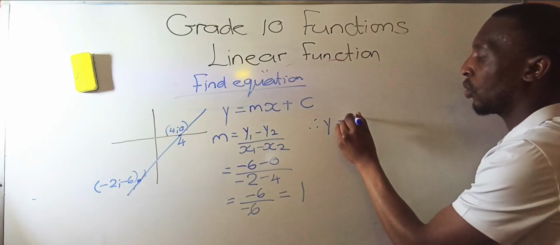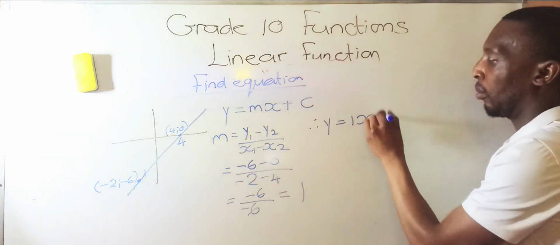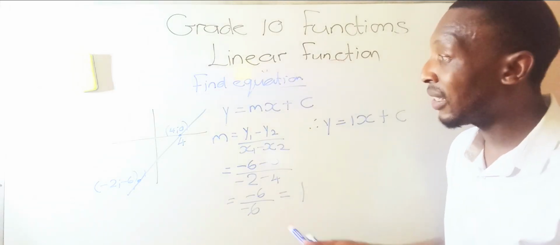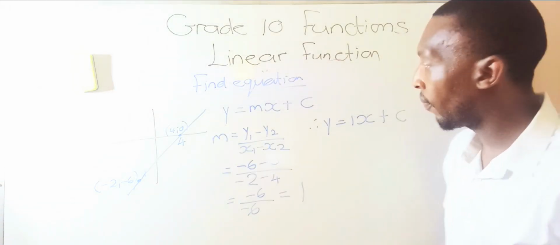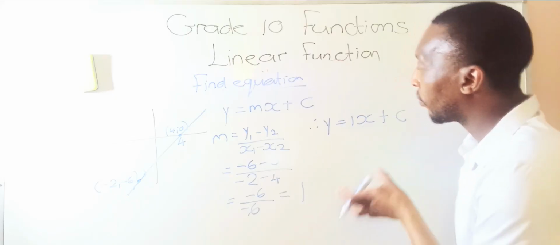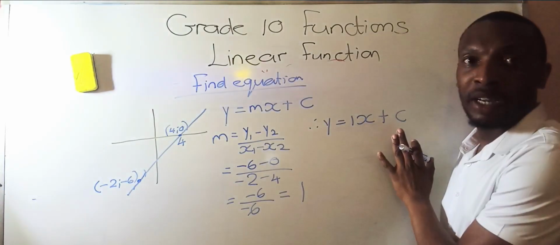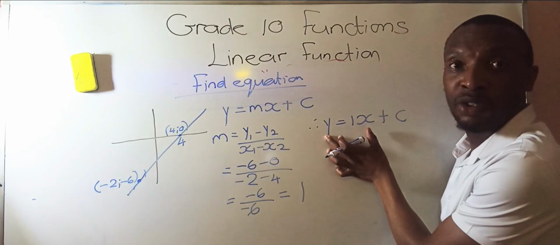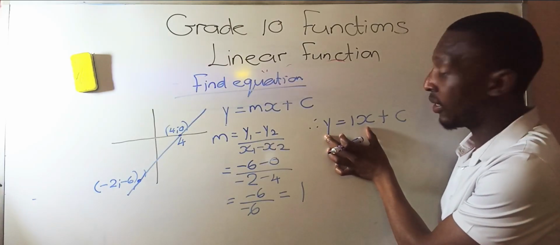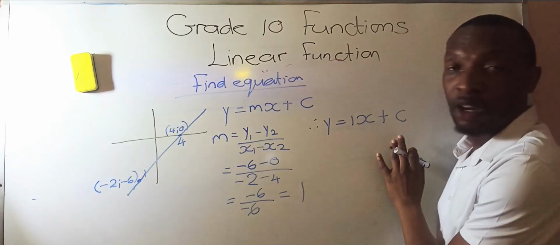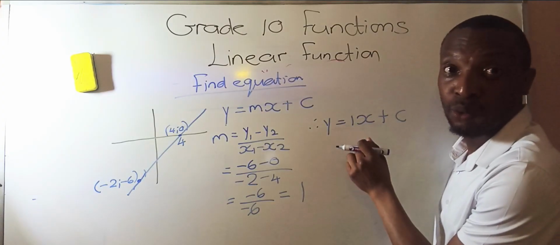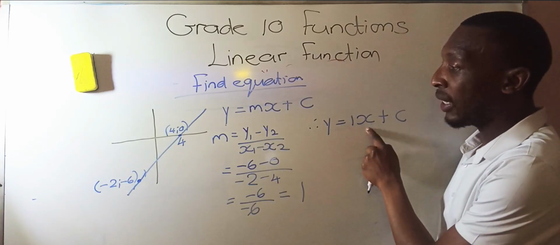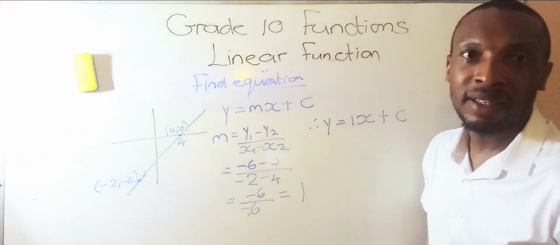Y is equal to 1x plus c. Now we need to work out the c, which is the y-intercept. It's not given in my sketch. So now I want you to think of this. If I want to work out c, it means that I need to get values for x and y, because I can't work out c with 3 unknowns. I must have only one unknown. So I need to get an x and a y. Where am I going to get the x and the y?